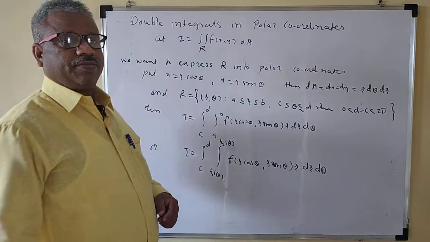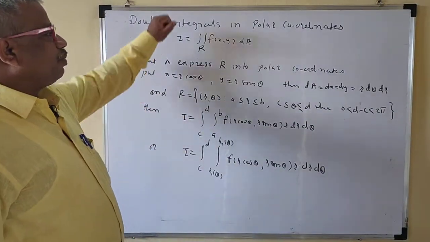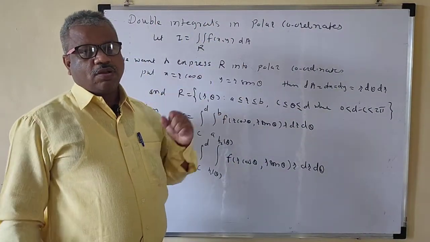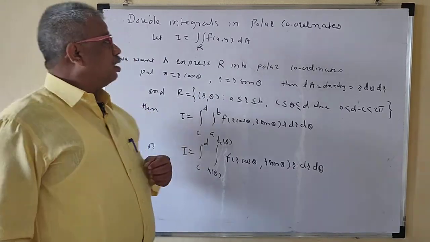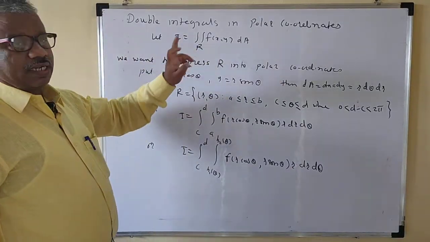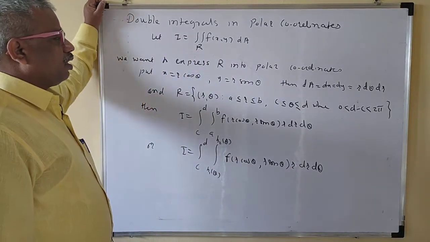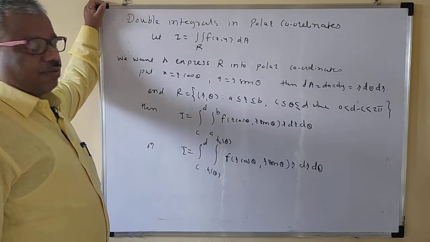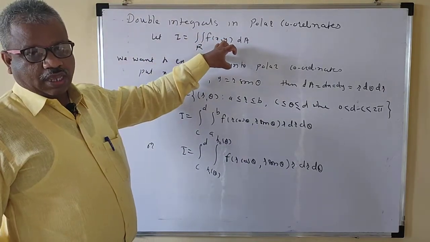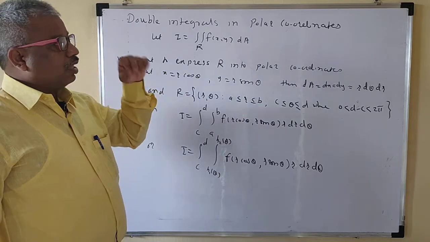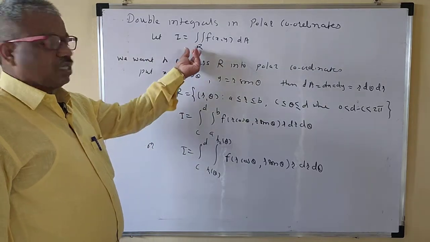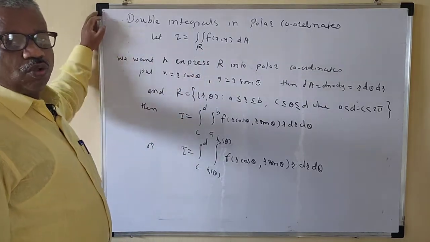Today we will see double integration, that means double integral with the help of polar coordinates. Suppose we are given in the Cartesian form R equal to double integral over R of f(x, y), in terms of the x coordinate and y coordinate. Now we want to express this region R in terms of polar coordinates.